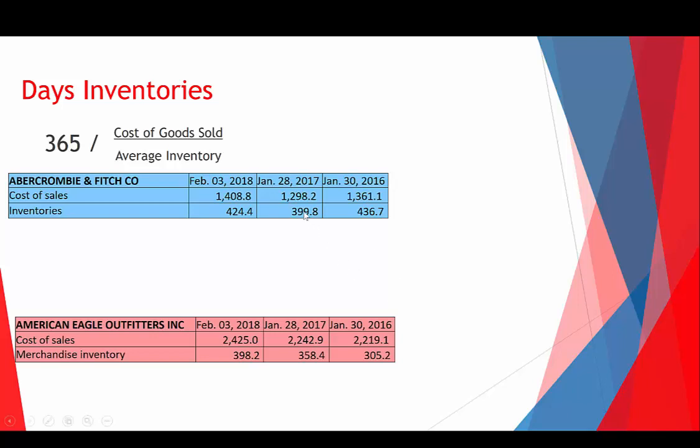So in this one, we've got our cost of goods sold up top. We're going to divide it by our average inventories down below. So the 1.29 billion, and then the average inventory is 399 million and 436 million. And then when we do that, we see that it will take them 117 days to sell their inventory.